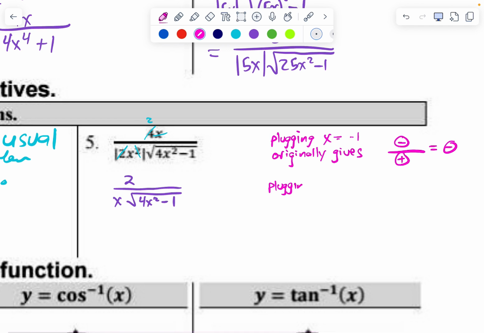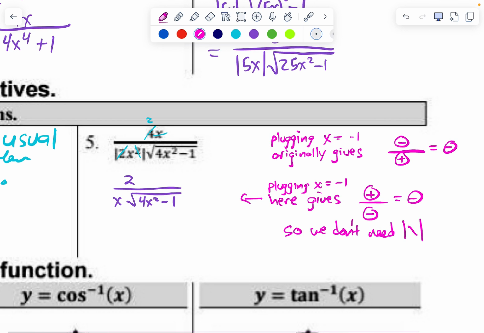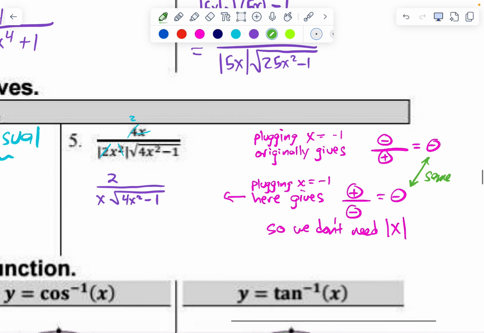Plugging x equals -1 here gives positive over negative, which is negative. So do we need an absolute value? So we don't need absolute value of x. And it's because these two match, right? So these are the same. So in other words, the purple thing I wrote, it's okay. We don't need to put absolute value on it.